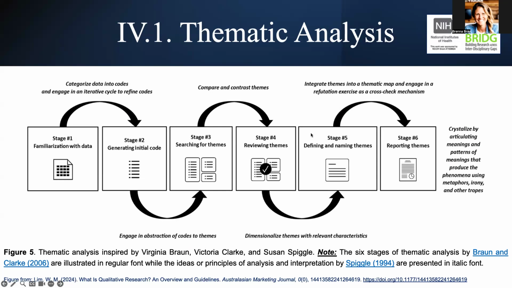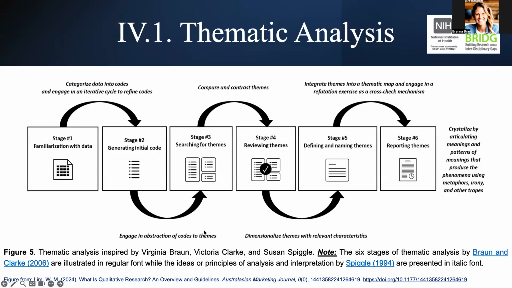So here these stages are: stage one, familiarization with the data, just really get to know the data. Then we're going to categorize the data into codes and engage in an iterative or repetitive cycle to refine the codes. Stage two, then we generate our initial codes, and then we're going to engage in abstraction of codes to themes. So we can think of codes as the micro units that make up a theme. So if our theme is food, our codes might be banana, apple, pear, cucumber, broccoli. There's going to be a middle step in there of categories.